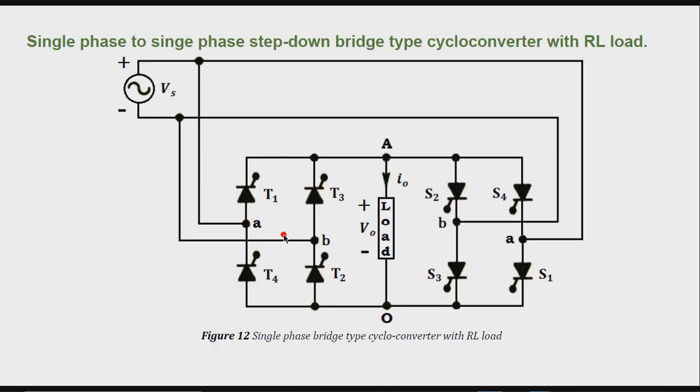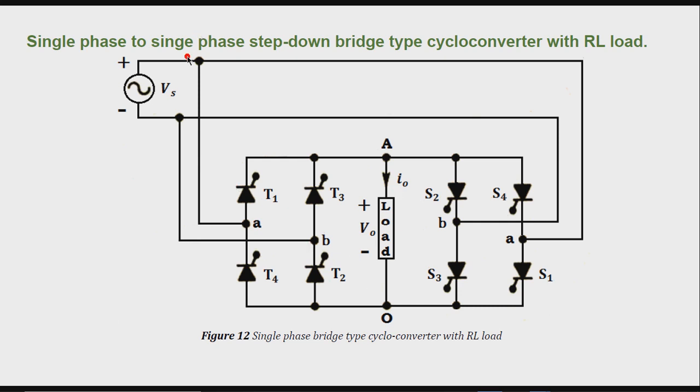Now the last topic of this lecture is the single phase to single phase step down bridge type cycloconverter with RL load. So there are two modes of conduction: first, discontinuous mode of conduction, and second, continuous mode of conduction. First we have to understand the discontinuous mode of conduction. The power circuit diagram is the same as for the resistive load, but here we have to change the nature of the load. Here we have to use an RL load. So first, discontinuous mode of operation.